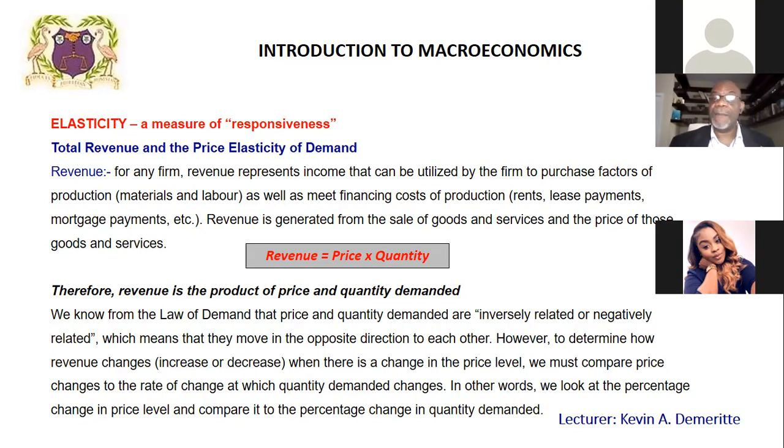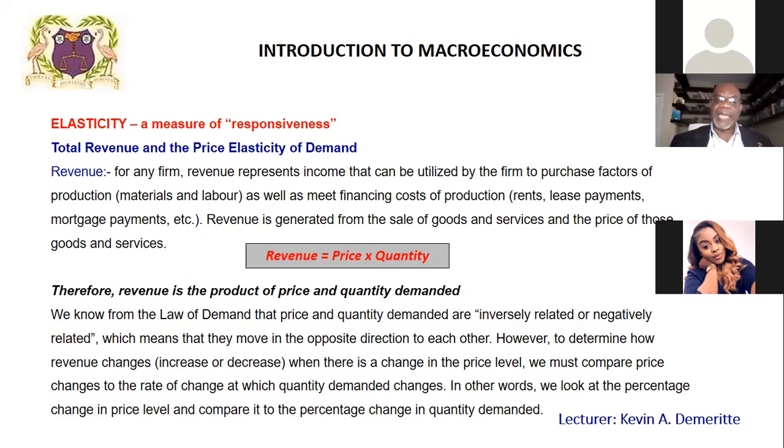Revenue is a combination of how many goods you sold, multiplied by the price that was paid for those goods. So revenue is generated from the sales of goods and services and the price of those goods and services. So revenue is price times quantity. If you sell 10 items for $100 a piece, you have made $1,000. 10 times 100. So therefore, revenue is the product of price and quantity demanded. Let's also remind ourselves from the law of demand that price and quantity demanded are inversely or negatively related, which means they move in opposite directions to each other.